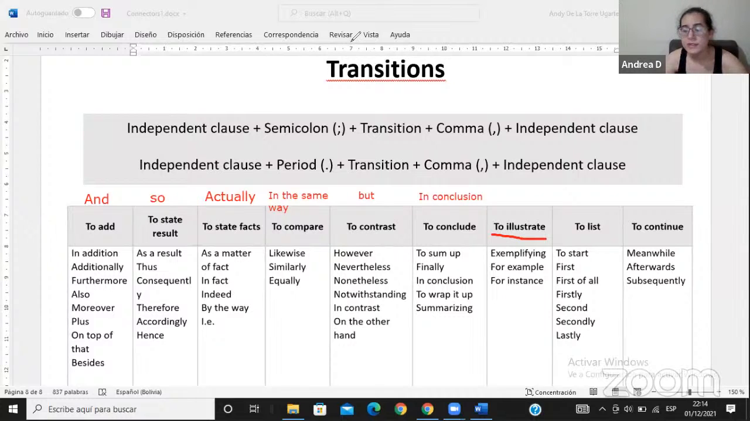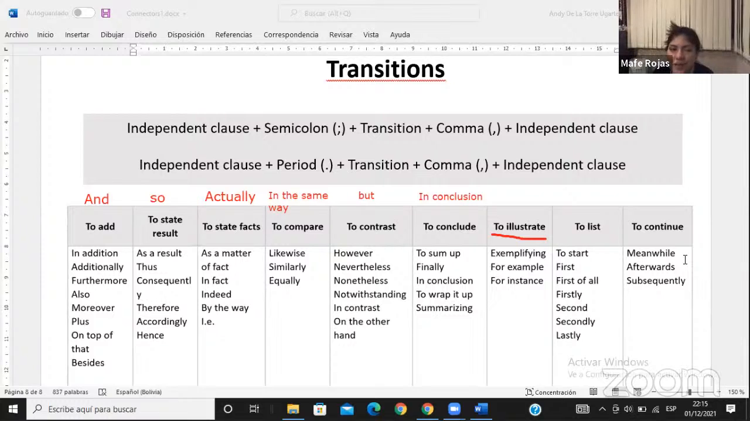Then to list something, so this is for sequence of events, right? First, second, third. So first of all, a bit more casual would be maybe for starters. So for starters, second, third, lastly. And to continue is when you have, again, a sequence of events, but it's like after. Well, it depends, right? Because meanwhile is in the meantime, afterward is after. So yeah. After or in the meantime.